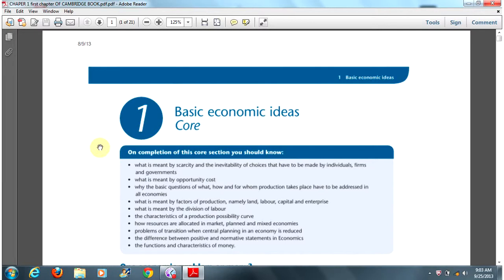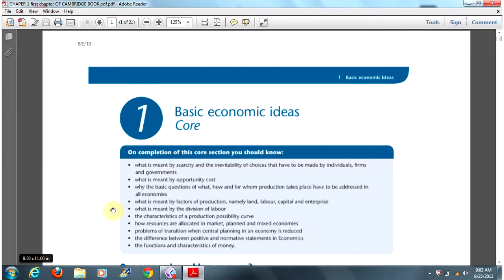Basic economic ideas. On completion of this course section, you should know what is meant by scarcity and the inevitability of choices that have to be made by individuals, firms, and governments. What is meant by opportunity cost? Why the basic question of what, how, and for whom production takes place have to be addressed in all economies. What is meant by factors of production, namely land, labor, capital, and enterprise. What is meant by division of labor?